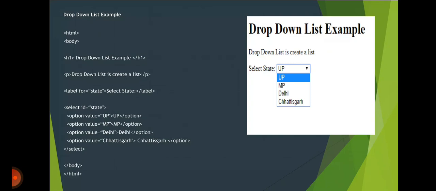H1 is the header field, title or header field. Drop-down list example. P is a paragraph. Drop-down list is created to list. Label for state. It selects the state. Select ID is equal to state, option value UP, MP, Delhi, Chhattisgarh. It can choose multiple states. We can choose one state.